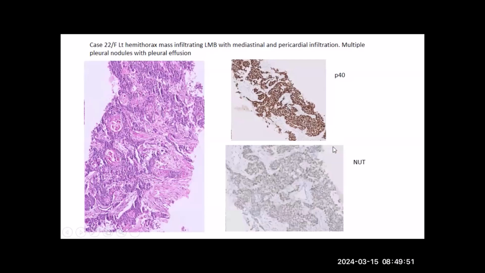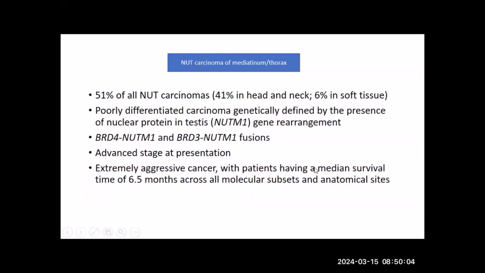Then we did another marker which came diffuse speckled nuclear positive. So this was the NUT. This is IHC for NUT. So this was a NUT carcinoma. So NUT carcinomas of the mediastinum form around 50% of the total described. Around 40% are described in head and neck, and the rest 6% in the soft tissues. So these are characterized by BRD4-NUT fusions. And this is an extremely aggressive cancer with an advanced stage of presentation.